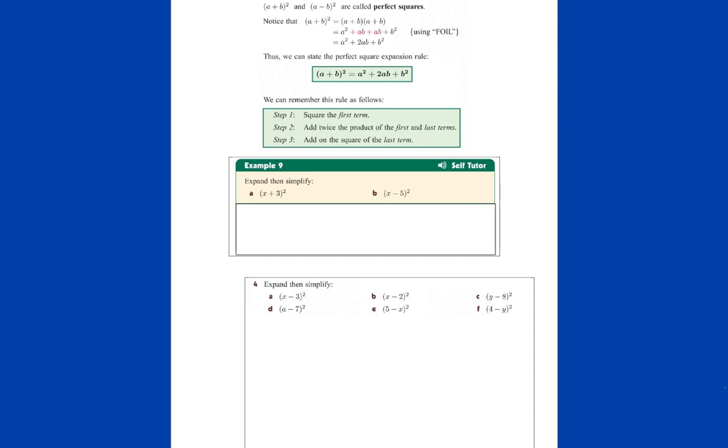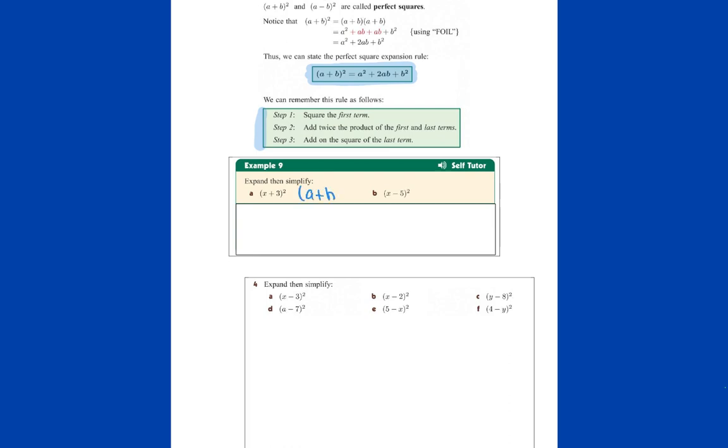Now the first thing we're going to talk about are perfect squares. A perfect square is something that looks like this. It has this pattern, (a plus b) all squared, and when we expand it out we end up with a squared plus 2ab plus b squared. So in other words, the first term is squared. We add twice the product of the first and last terms and the square of the last term. Let's have a practice of that and see if that makes a bit more sense when we actually do it.